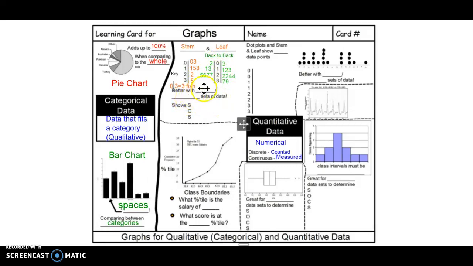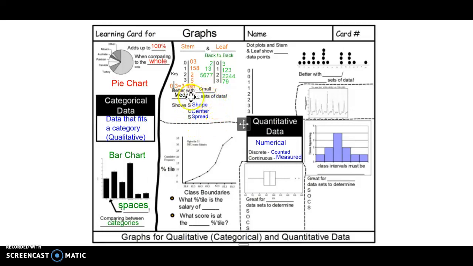A couple other things to fill in the blanks here: a stem and leaf plot is best when you use small to medium sets of data. If you have a really large set of data, then you really don't want to try to make a stem and leaf plot out of it. Stem and leaf plots are better with small to medium sized sets of data. One of the other nice things about a stem and leaf plot is that it can show the shape of a distribution, the center of a distribution, and the spread of a distribution.